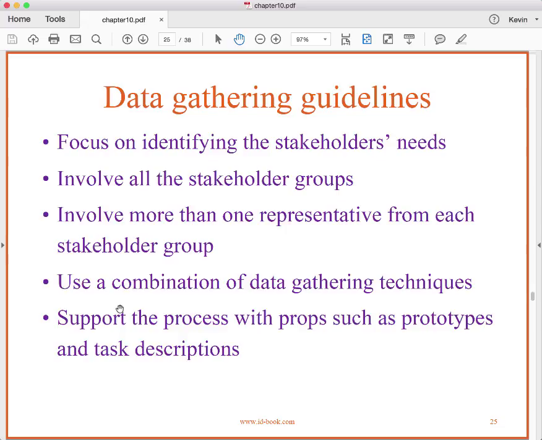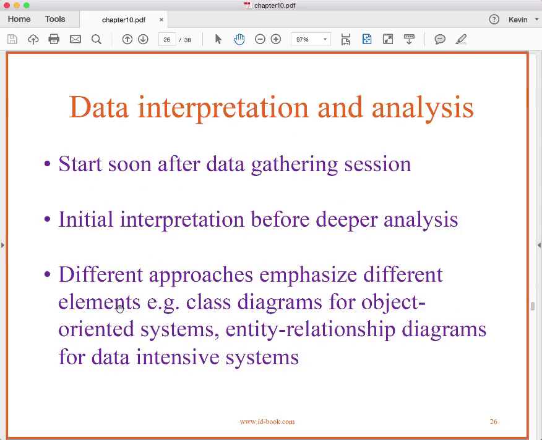Use a combination of the data gathering techniques that we learned about. Support the process with props such as prototypes and task descriptions. Those are good ideas, and I think we've seen examples of that in some of the artwork that we've had in a couple of the chapters that we've recently covered, particularly the kind of props that we could use.